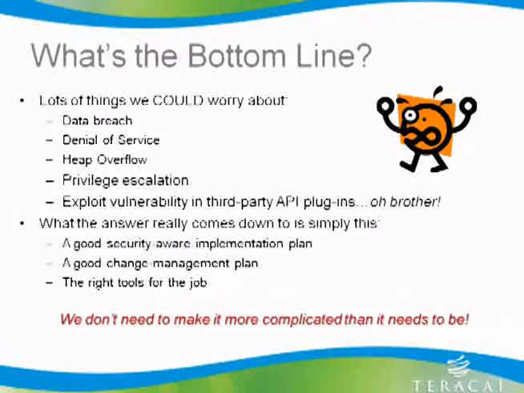So I went through a lot there in the last few slides. There's a lot of things we could worry about, right? Data breach, denial of service, heap overflow in the memory, finding some information within the memory that gets me to another virtual machine. The old standard privilege escalation, we worry about that with everything. Even an exploited vulnerability in a third-party API, right? Okay, I get it. We're not going to freak out like our little guy in the right corner there. I think what the answer really comes down to is this: you have a good security-aware implementation plan, a good change management plan, and the right tools for the job, and we can make this a lot simpler, a lot less complicated, and more efficient.